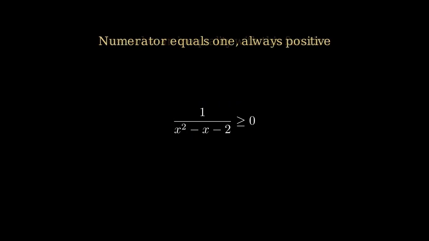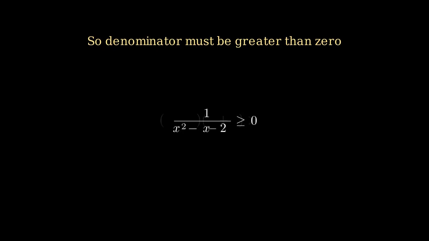We want to solve f of x is greater than or equal to 0, that is 1 divided by the quantity x squared minus x minus 2 is greater than or equal to 0. The numerator is always exactly 1, which is positive, so the fraction is greater than or equal to 0 exactly when the denominator is greater than 0. Notice the fraction itself can never equal 0 because the numerator 1 never equals 0.